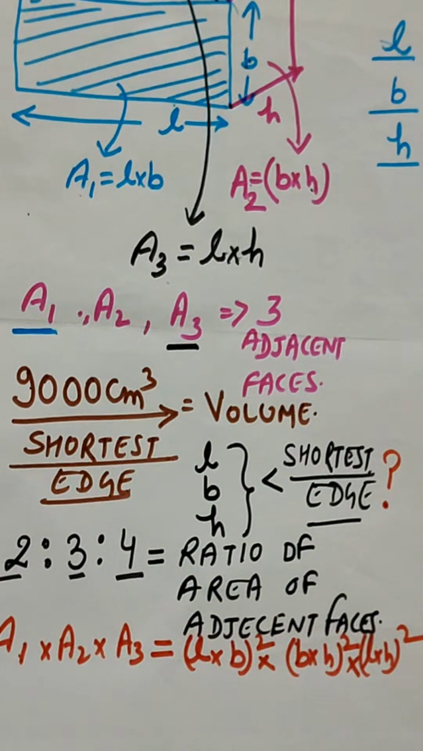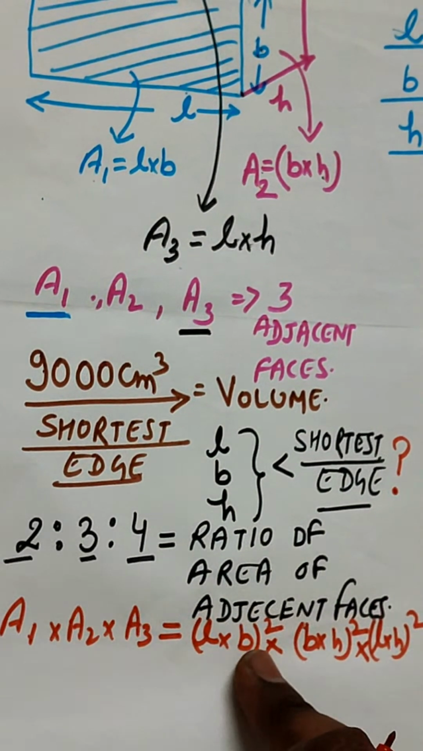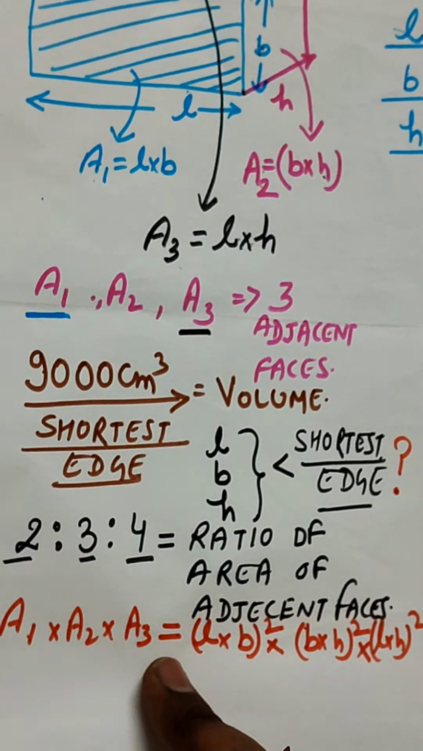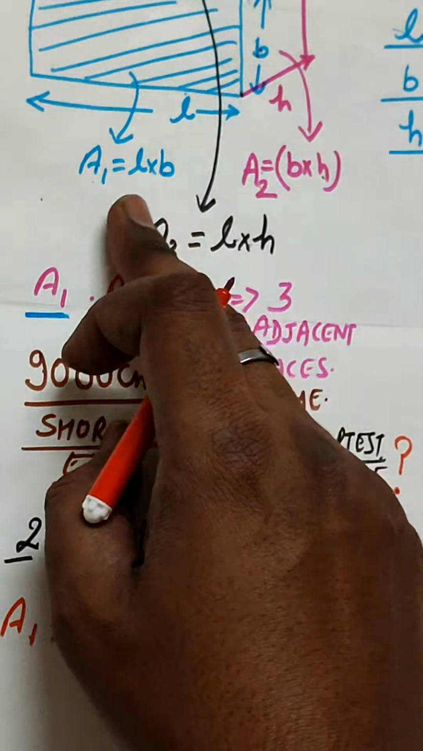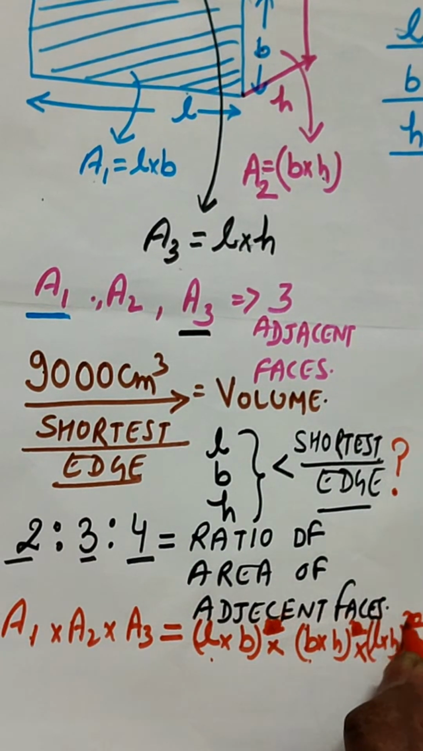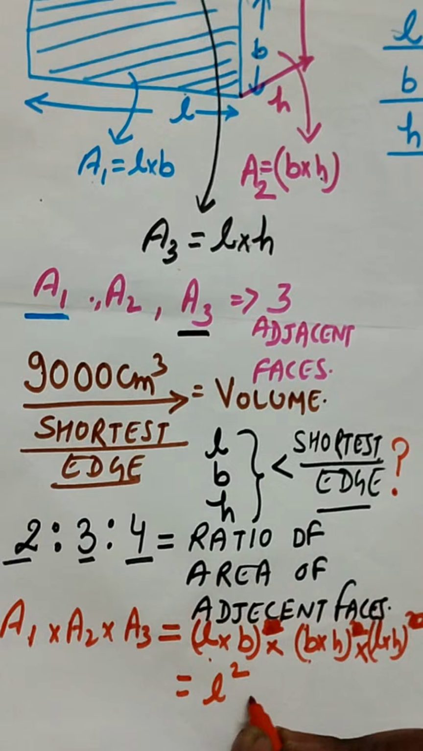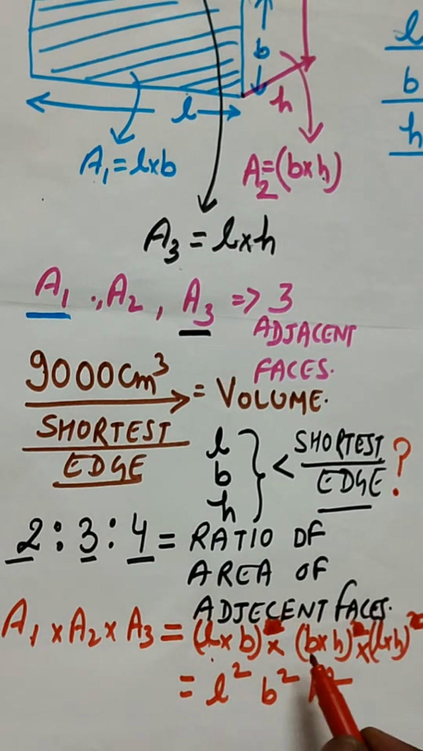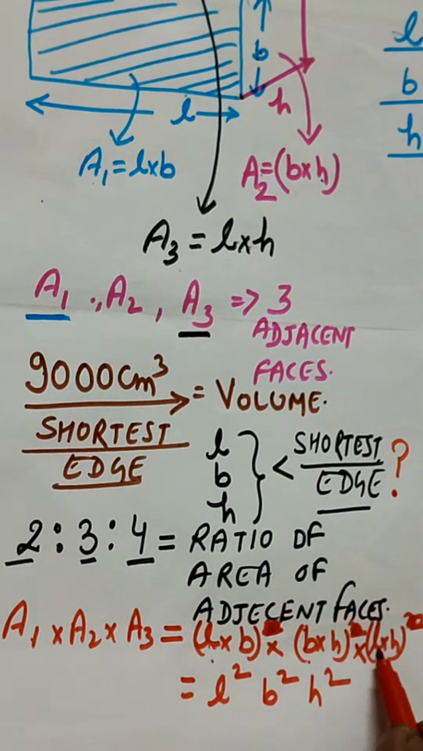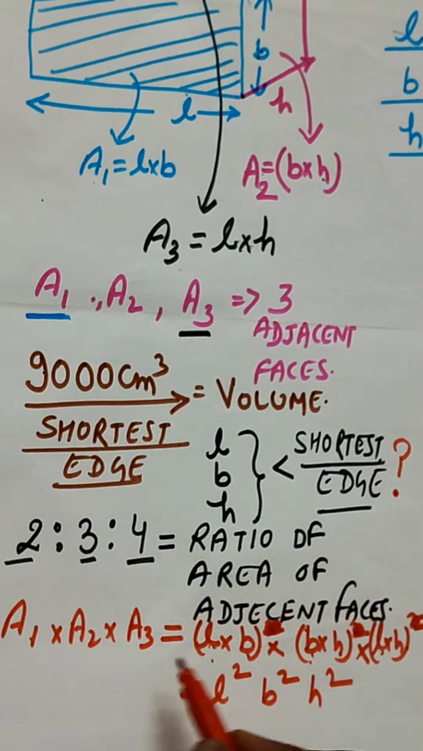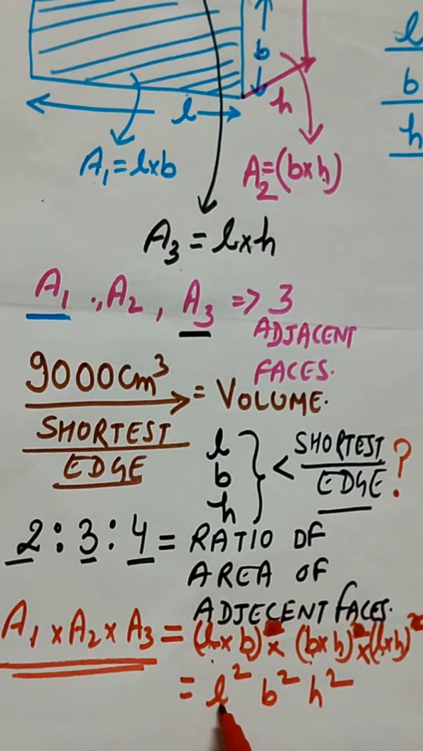So all these three areas will be multiplied, A1 into A2 into A3. Basically A1 is L into B, B into H and L into H, and in the next step it will be L square, B square, H square, because L is coming 2 times, B is coming 2 times and H is coming 2 times. So A1 into A2 into A3 will be L square into B square into H square.